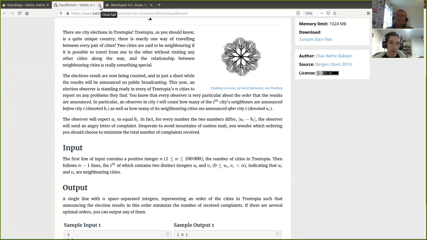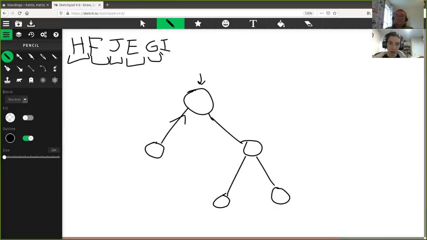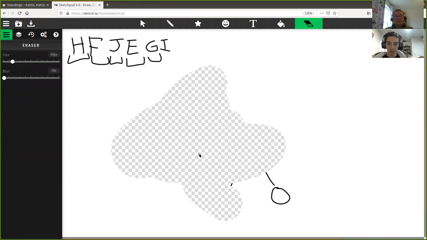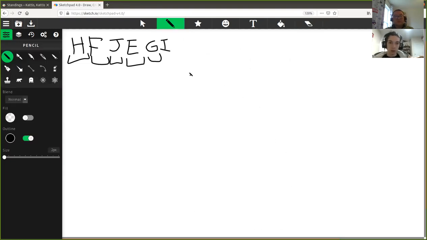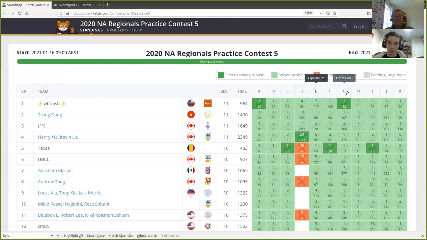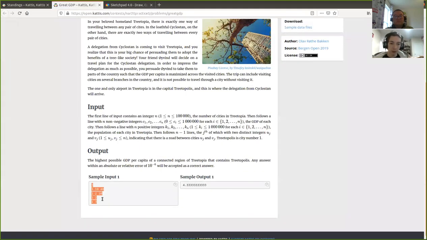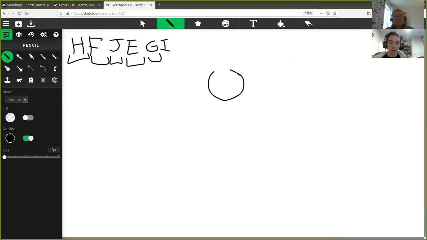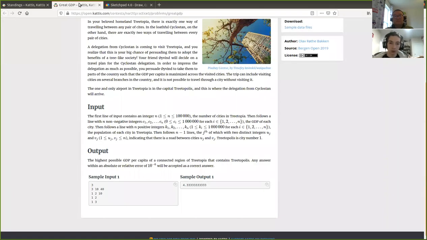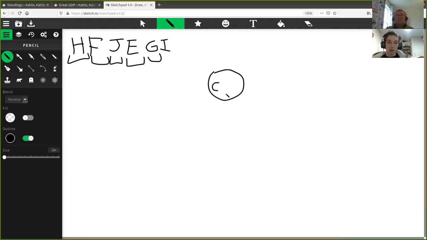So that's the solution for E. Next is G, which is also a tree problem. So in this problem, we have a tree, and each node has, what do they call it, the GDP of each city. So each city in a tree has a GDP and it has a population.